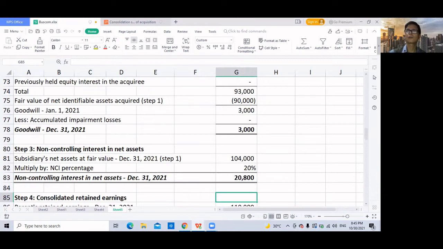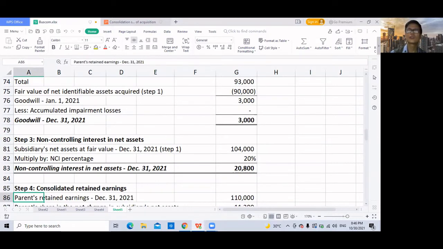Again, just to recap, step 1 is analysis of the subsidiary's net assets. Number 2 is computation of goodwill. And number 3 is non-controlling interest, NCI in net assets, as of December 31. And then the fourth step, dito na tayo, consolidated retained earnings. So yung consolidated retained earnings, ang i-retain lang natin is yung sa parent lang. Hindi na natin kukunin yung sa subsidiary.